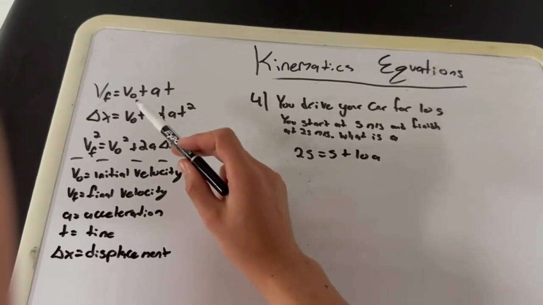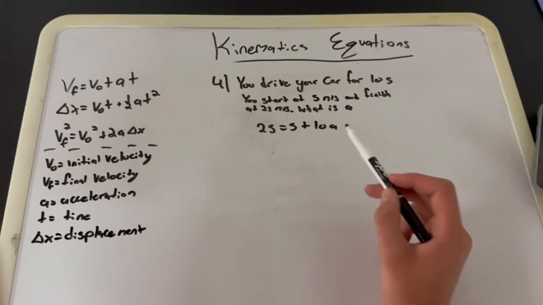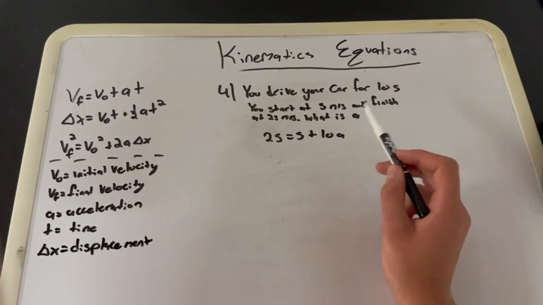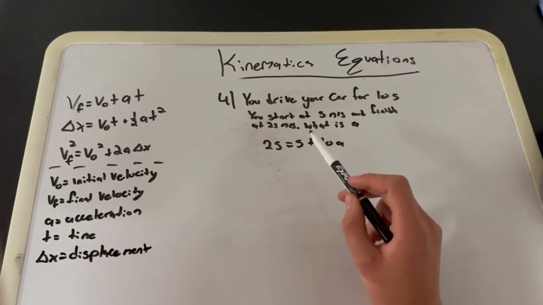Another way in which you could use these equations is to find variables found within the equation, such as the initial velocity, acceleration, time, and displacement. In this problem here, you drive your car for 10 seconds, you start at 5 meters per second, and finish at 25 meters per second.